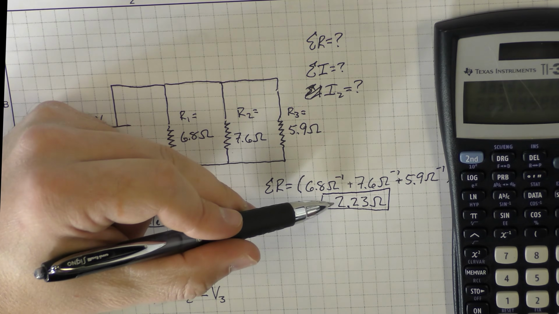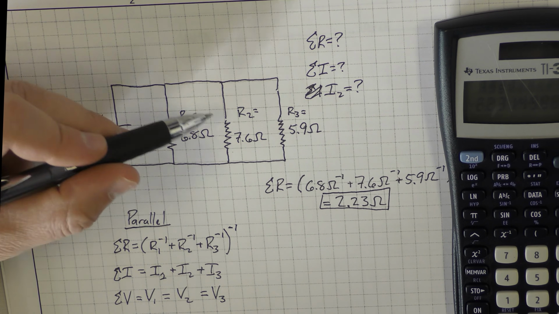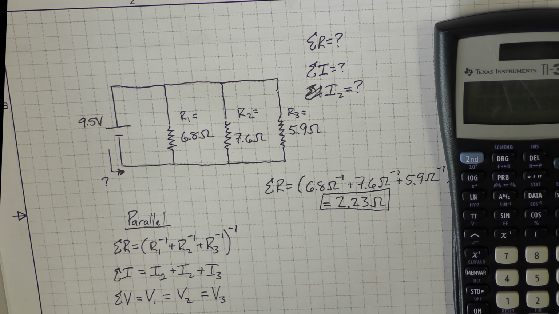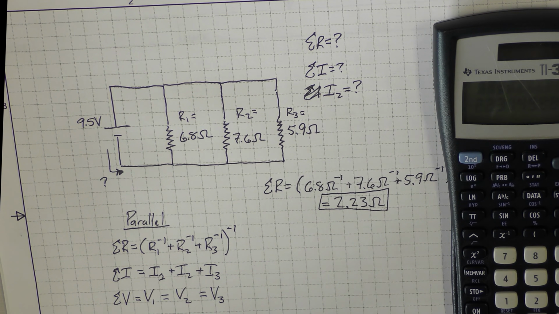You can see that 2.23 is a lot less than the individual resistances of each of the loops of our circuit. That's because the electricity has 3 different paths it can go. The overall resistance is much less than they would be individually.